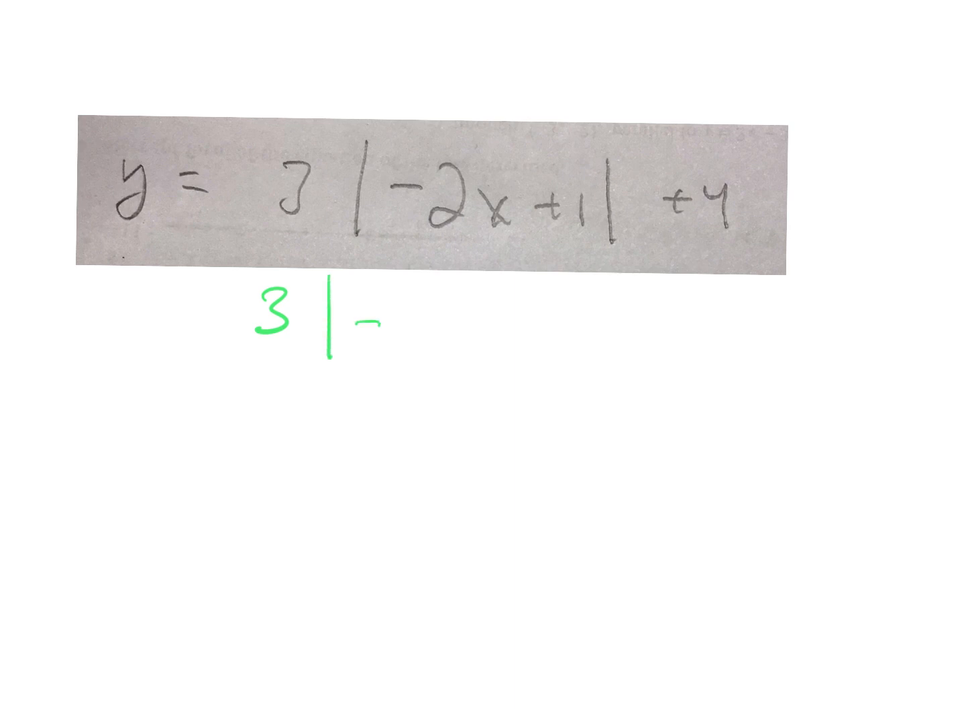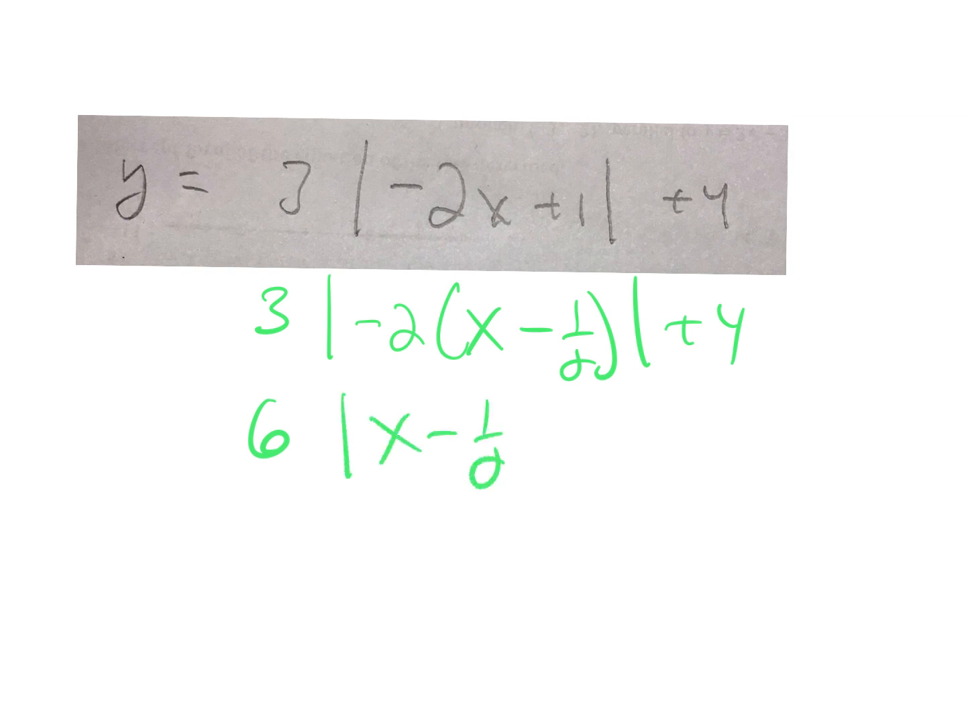So I'm going to write this as -2 of x minus 1/2 plus 4, and then I can take that out of there. So that becomes 6 because when I take the absolute value of -2, it's positive. 6 times the absolute value of x minus 1/2 plus 4.